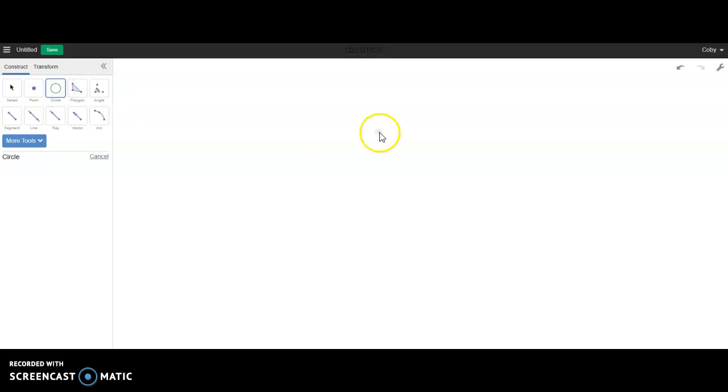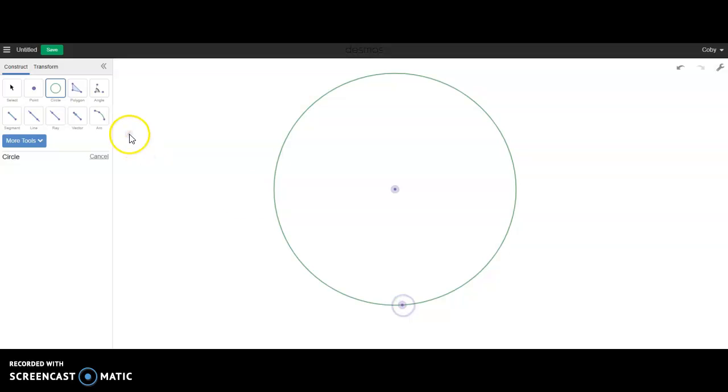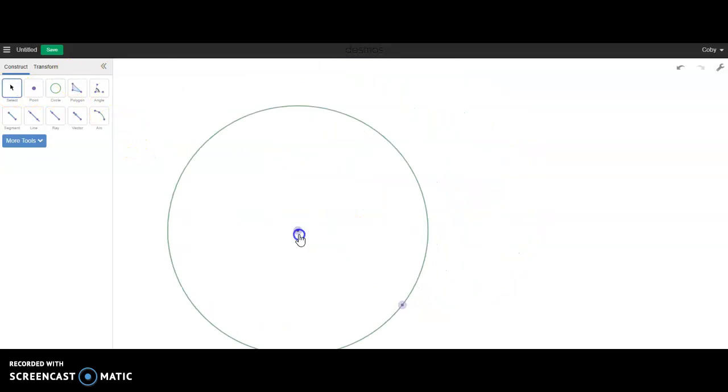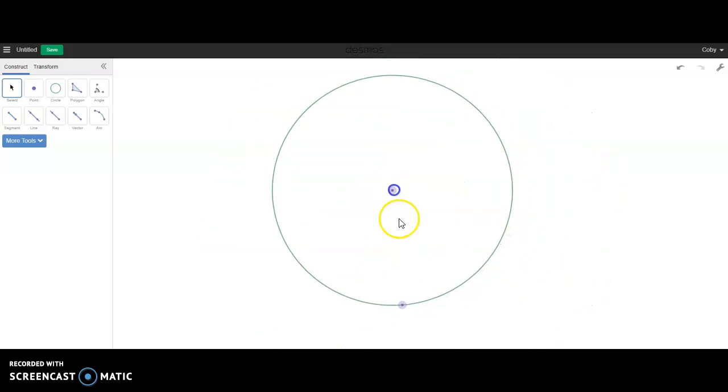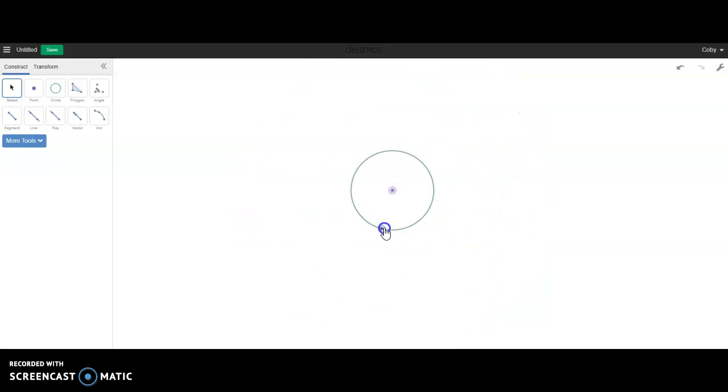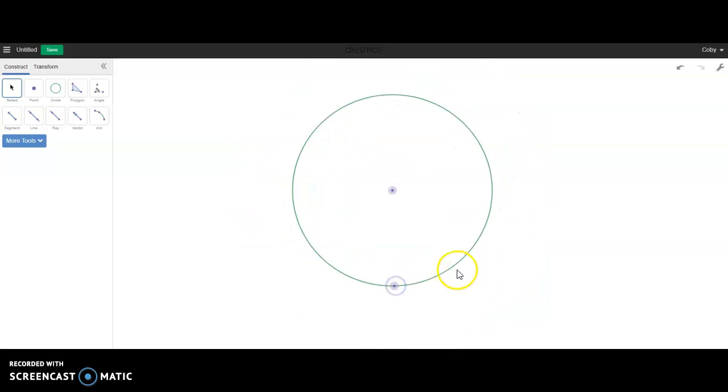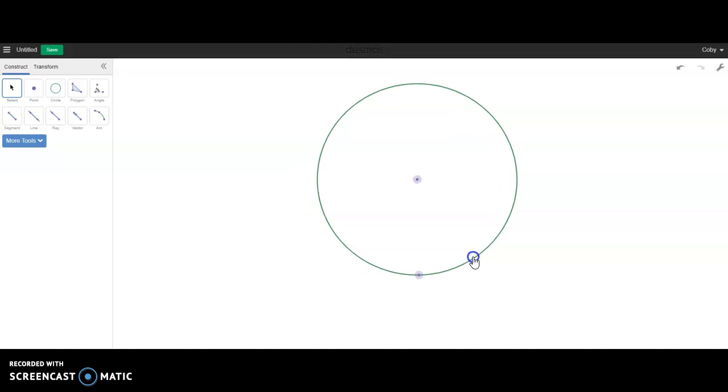We're going to start with a circle. So I choose the circle tool. You start by clicking in the center of where you want your circle, and then the next click is the outer edge of the circle. So I'm going to make it there. I can move the circle around by clicking on the center point. It moves it around, but it keeps the outer edge locked. I can move the outer edge, and it's going to keep the center locked. Or if I click on the green circle itself, I can move the whole thing.